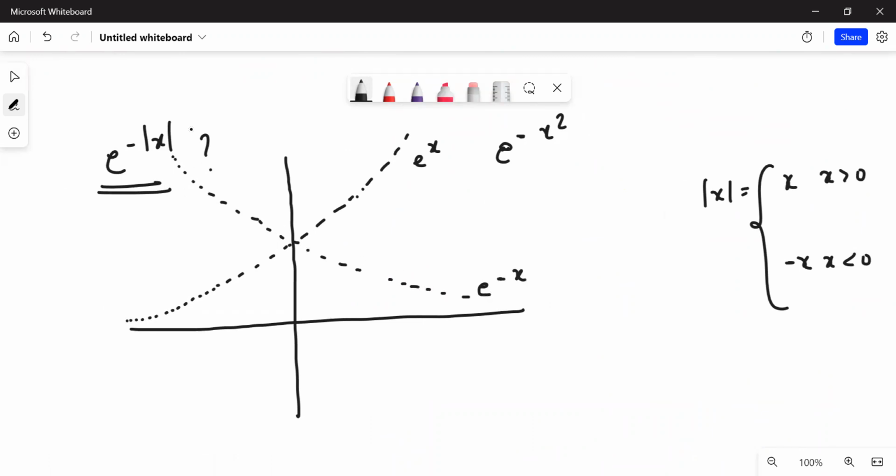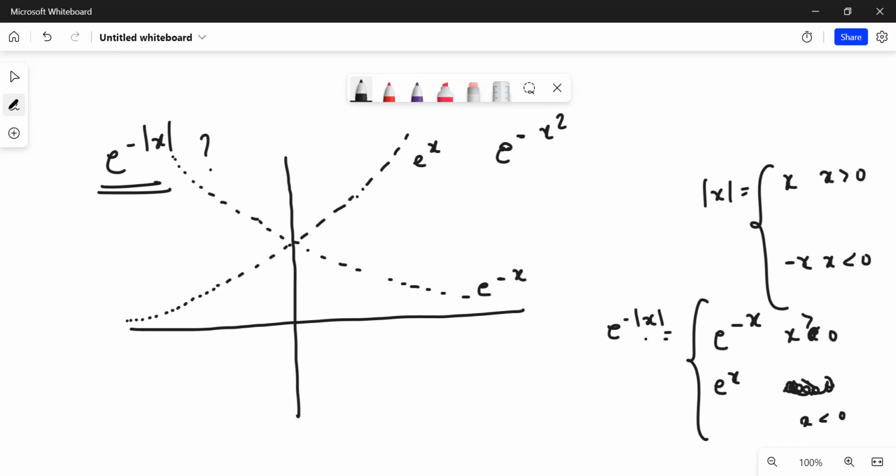अब देखो e की पावर माइनस मॉड x मींस व्हाट, it says that it will be e की power minus x for all x less than 0, and it will be e की power x for all x greater than 0. Sorry, no, minus mod x, no. So it will be e की power minus x for all x greater than 0, and it will be e की power x for all x less than 0, because for all x less than 0 mod x will be minus x. This is what it is.